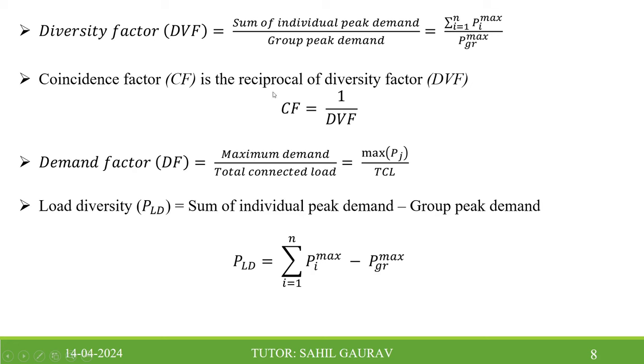And coincidence factor is the reciprocal of diversity factor. So just remember this one expression, diversity factor, the ratio of the sum of individual peak demands upon the group peak demand. Accordingly, you can find the coincidence factor. Coincidence factor is the reciprocal of diversity factor, so in the coincidence factor, the numerator will be group peak demand. That's why group peak demand is the same as coincidence peak demand. While in diversity factor, in the top, we take the summation of all the individual peak demands or maximum demands, while in coincidence factor, the numerator will be the coincidence peak demand.